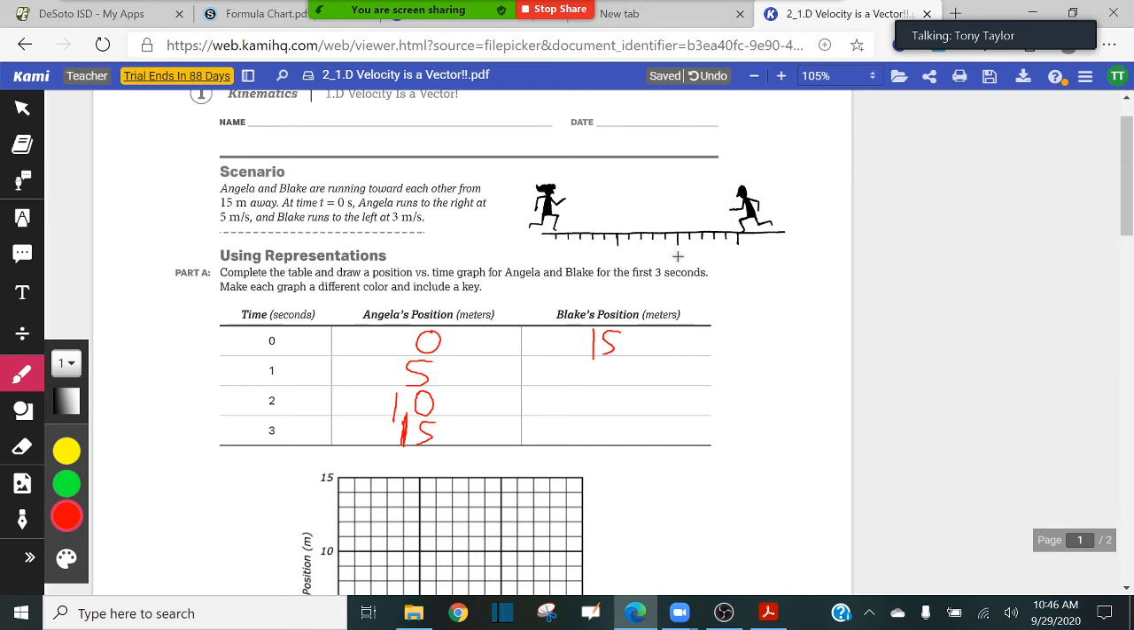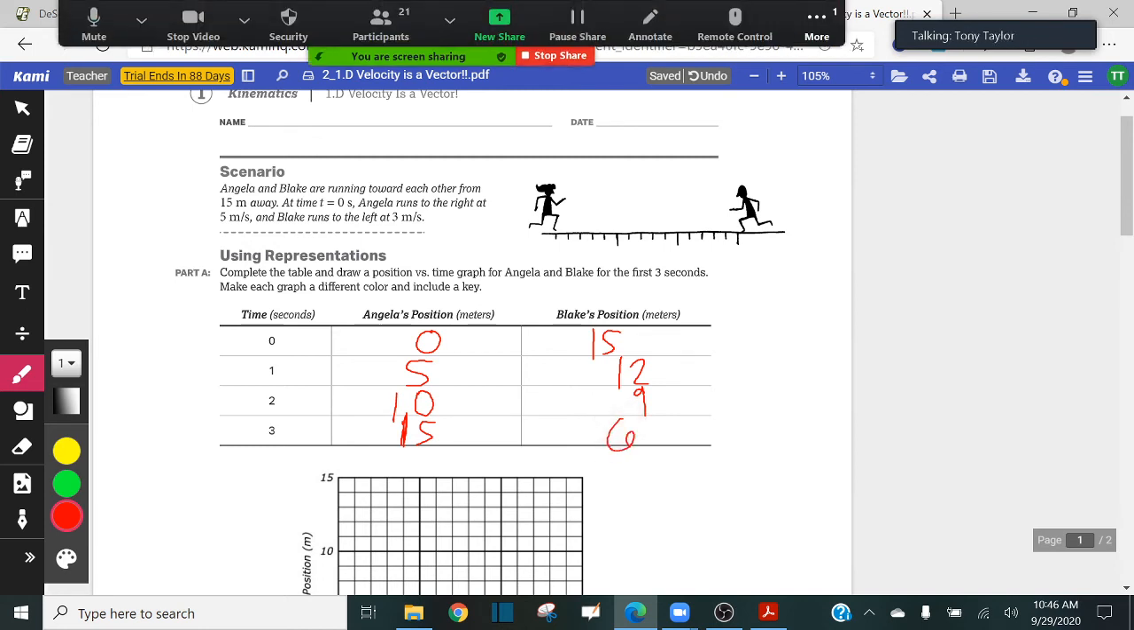So someone tell me, if he's moving at 3 meters per second, where would his position be after 1 second? 12. Yep. His position after 2 seconds? 9. And lastly, his position after 3 seconds? 6. Yep, 6 meters. All right.